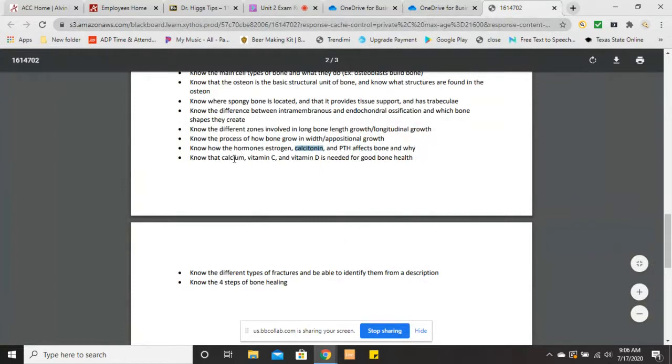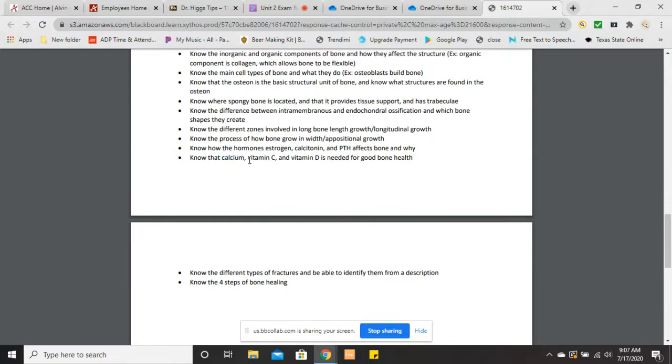And then you got to know some vitamins and minerals needed for good bone health. You already know you need calcium. Why? Because it's a direct ingredient in your bones. You need vitamin C because it helps you to form collagen. Kind of think the C in vitamin C is for the C in collagen. You need it for good collagen.